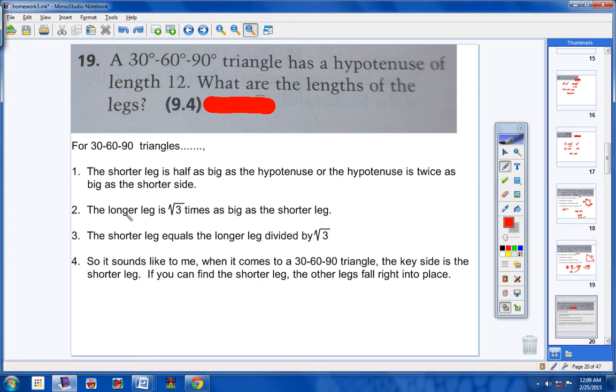So here we go. We have a 30, 60, 90 triangle. It has a hypotenuse of 12, of a length of 12. What are the lengths of the legs? Okay, so here's my 30, 60, 90 triangle. Okay, we're going to call this right. We're going to call this 30. We're going to call this 60, okay? And so my hypotenuse is 12. Now, watch this carefully, students. Listen to my reasoning.